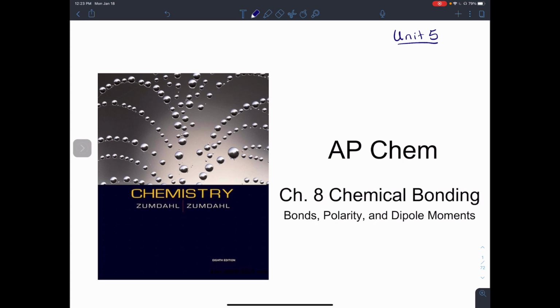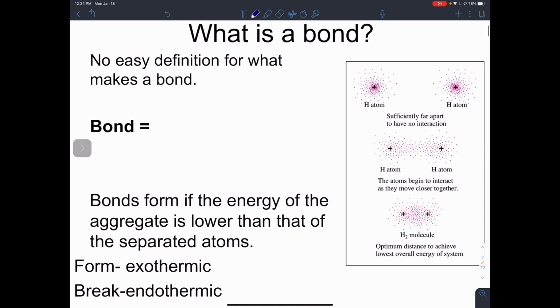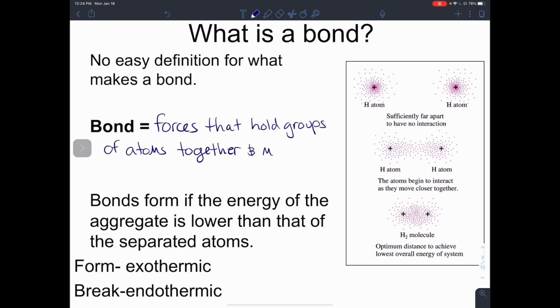Today we're going to begin Unit 5, primarily that contains Chapter 8, Chemical Bonding. However, there are some parts from Chapters 9 and 10. What is a chemical bond? There's really no easy definition for what makes a bond, but the definition we will work with is forces that hold groups of atoms together and make them function as a unit.